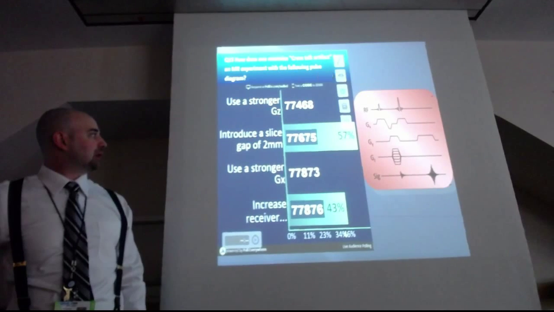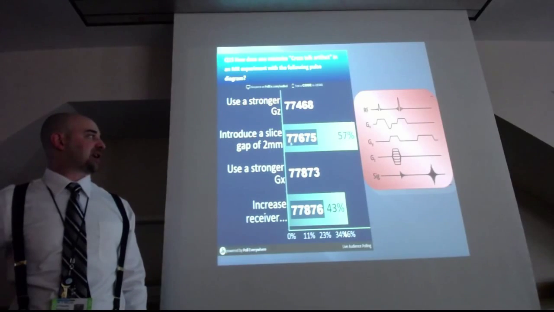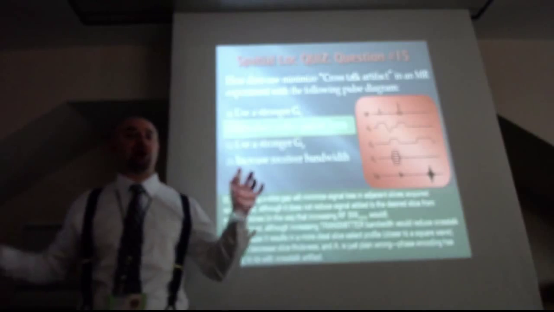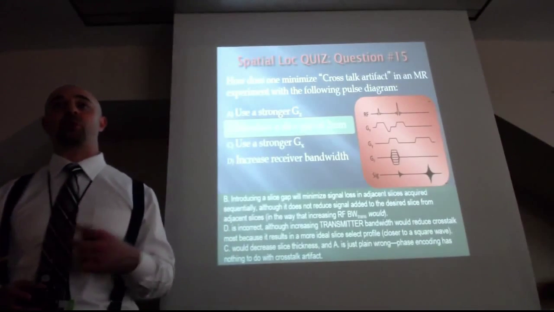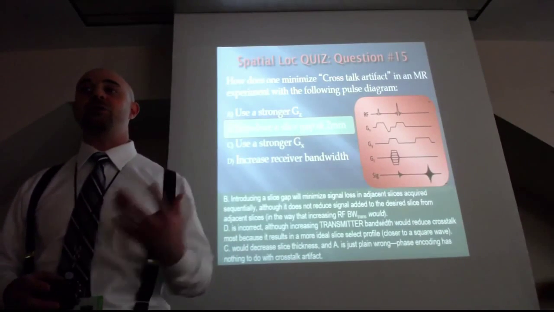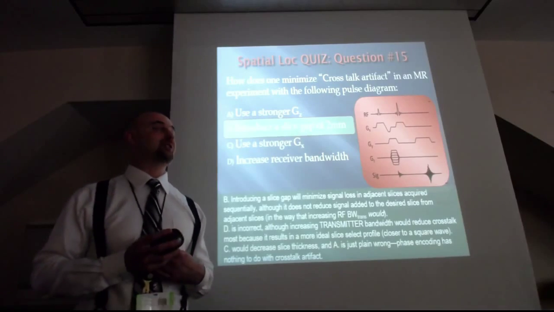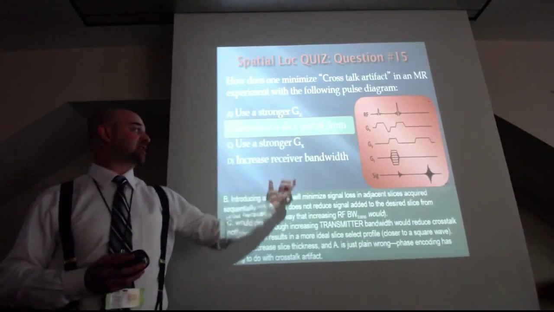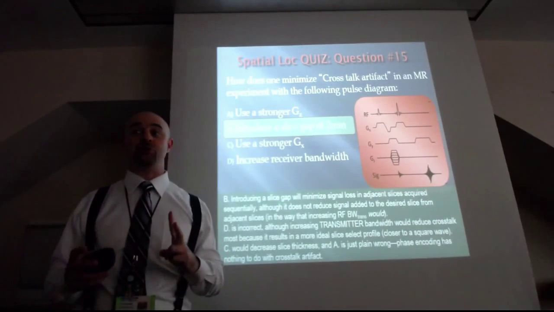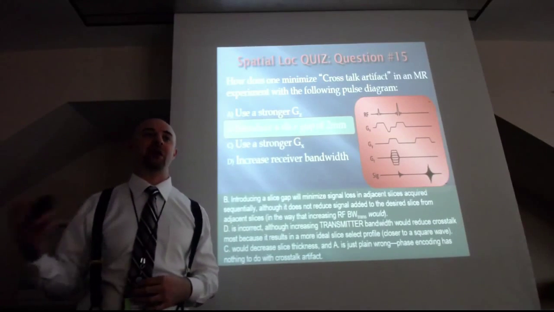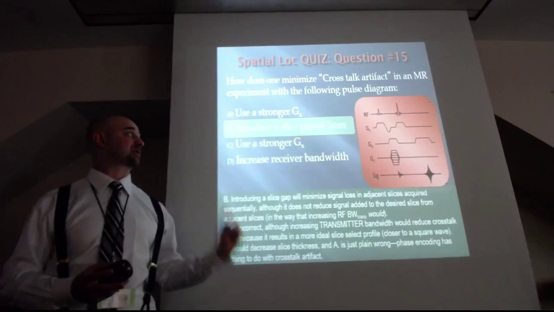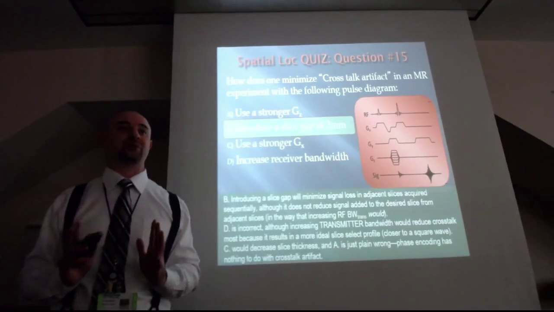Okay, most people said introduce a slice gap of 2 millimeters. A decent number of people said increase receiver bandwidth. Well, it's introduce the slice gap. So remember, there are 2 strategies, introducing a slice gap and increasing the transmitter bandwidth, right? So that's a trick. The transmitter bandwidth and the receiver bandwidth are 2 different things. We'll talk about receiver bandwidth later when we talk about frequency encoding. But for the purposes of slice selection, it's all about transmitter bandwidth.